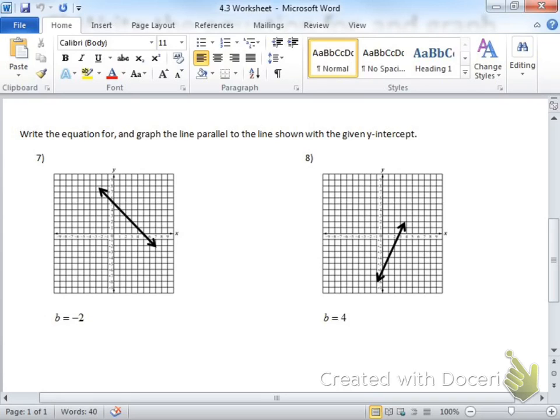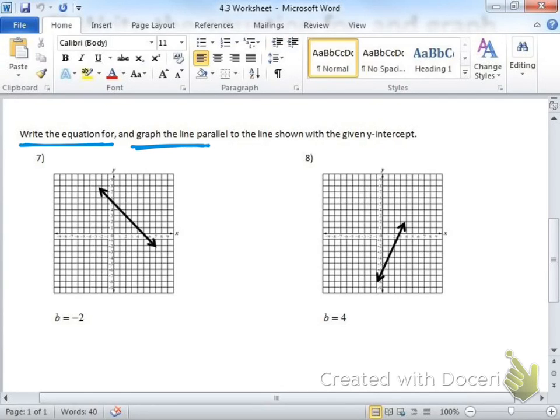So, quiet down. We're going to start your homework together. We're going to start on number 7, though, because you didn't have a chance to do one of these totally in your homework. So let's do the whole thing together, and then I'll let you do 8 on your own. Notice in the directions, it says to write the equation and graph the line. So it's like 2 problems in one.